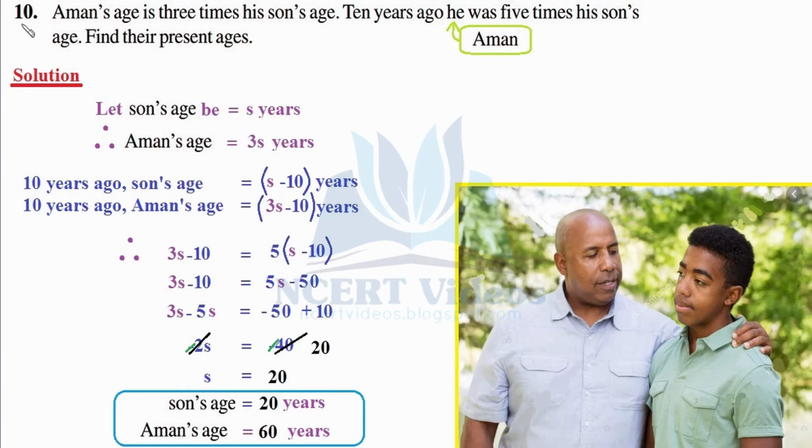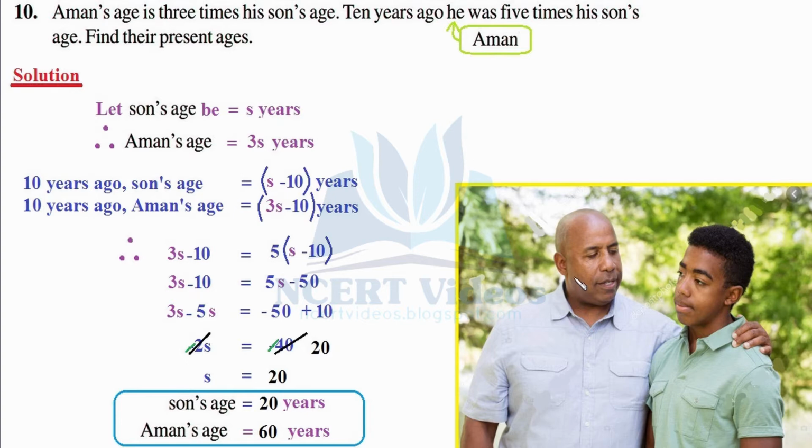Question number 10, exercise 2.4, chapter 2, mathematics class 8th, linear equations in one variable. Aman's age is 3 times his son's age. 10 years ago, he was 5 times his son's age. Find their present ages. Let's visualize the question.